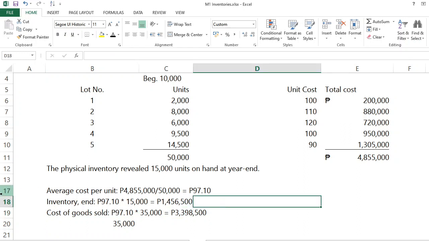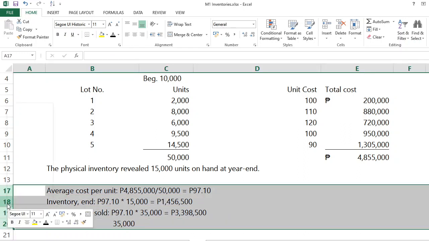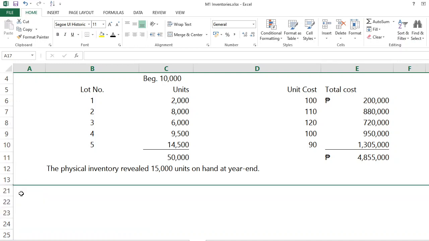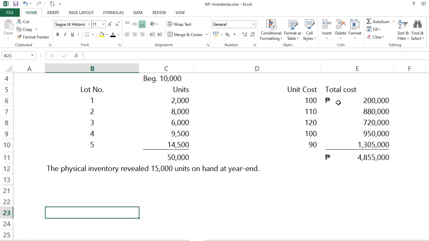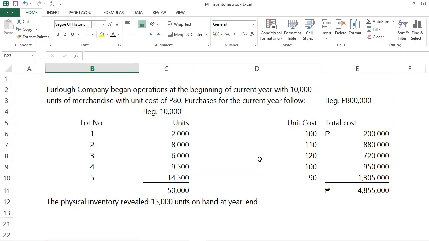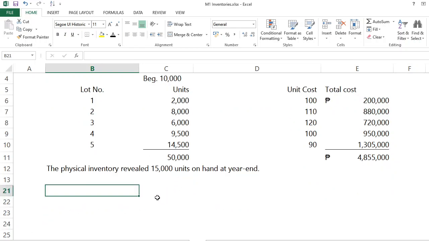Let's proceed to the last item, the specific identification, which is very easy kasi nga identifiable naman ang each unit na nabilin and ang iyahang cost. So sabi niya, assuming the inventory comes from lot number 3, 6,000, and lot number 4, 9,000. So, ang nabilin daw nga 15 mil ka units, gikan kang lot number 3.